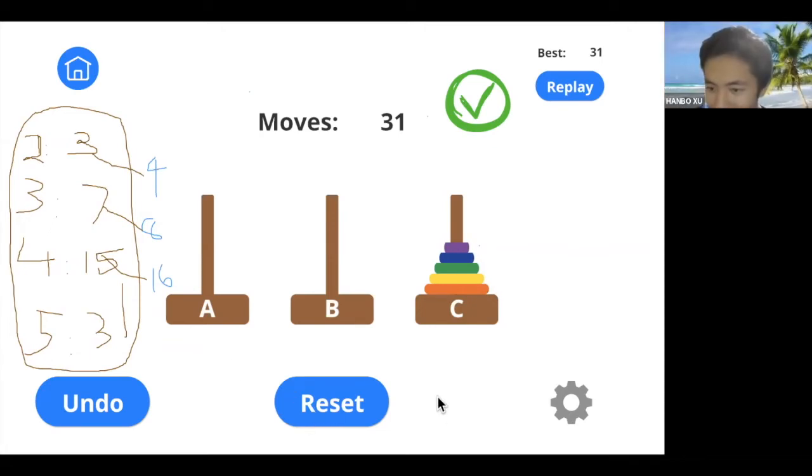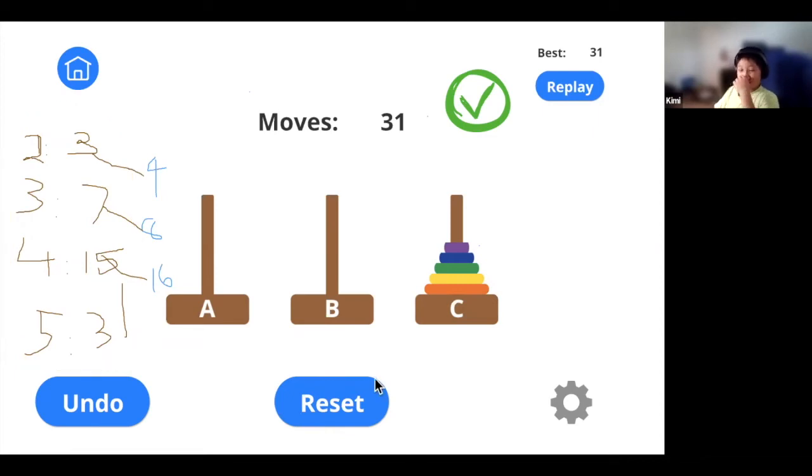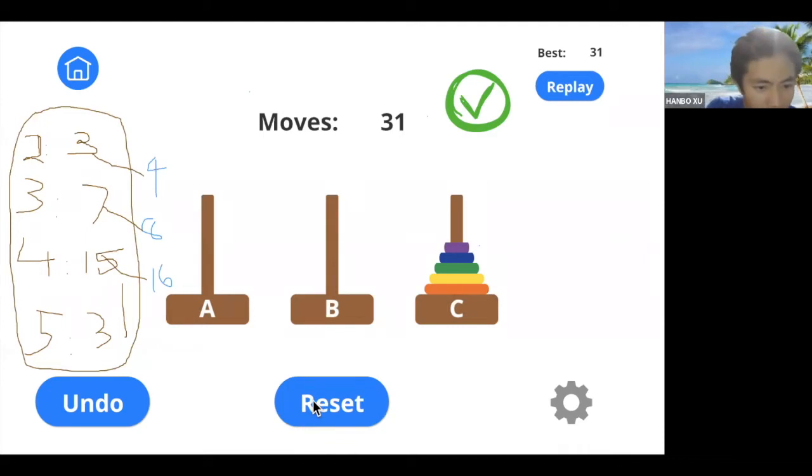Lloyd, Kathy, Ming, do you guys have an idea? 63. That is correct. Let me write that down real quick. So for 6, we would be having 63.